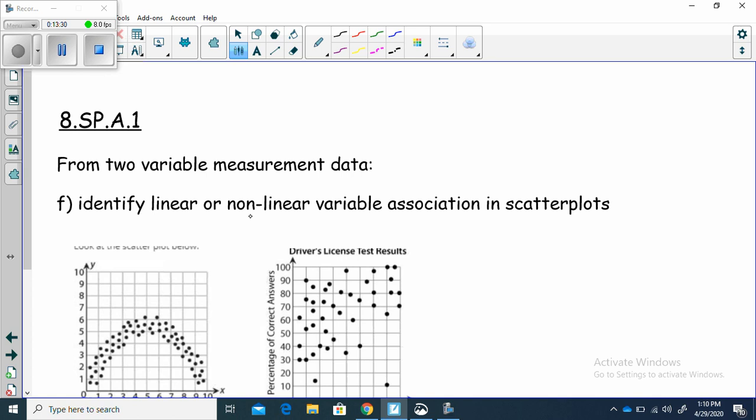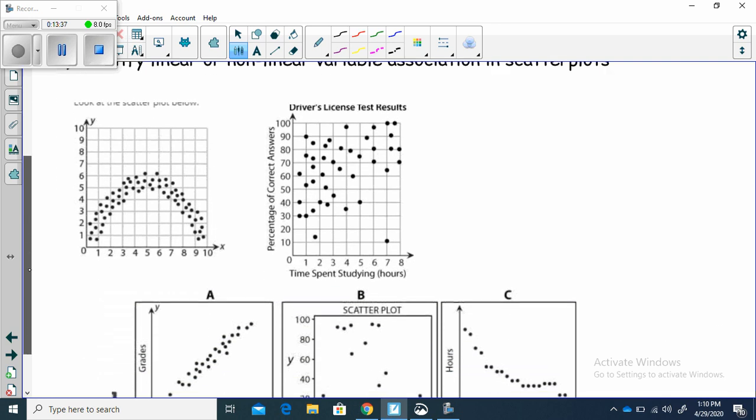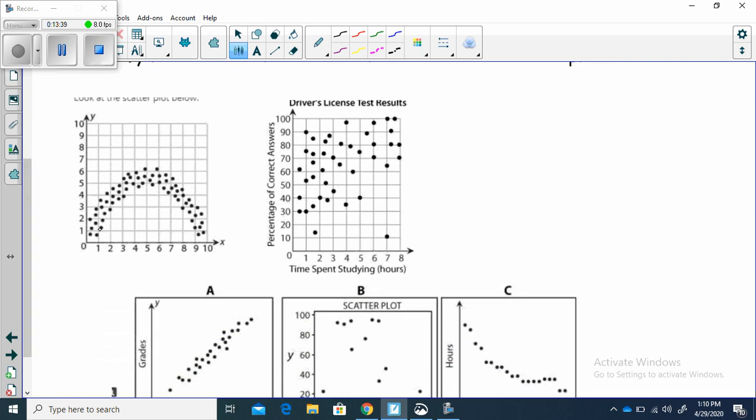Now, let's identify linear or nonlinear variable association in our scatter plots. Okay, we want to know if these are linear or nonlinear. Is this linear? Well, if I were going to model this, it would fit along a line that was approximately like this. So this is nonlinear. Could I call this positive or negative? No, not really, because it's positive through here, and then it starts being negative through there, right? So this is a nonlinear association.